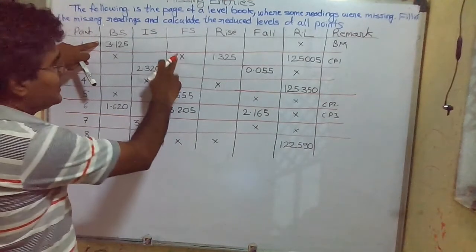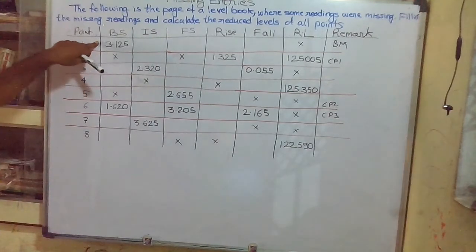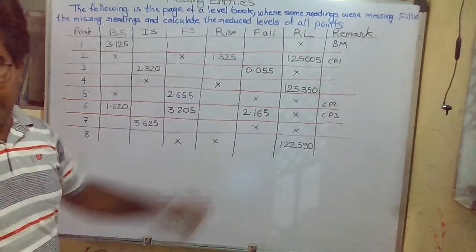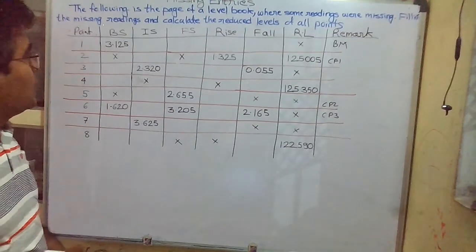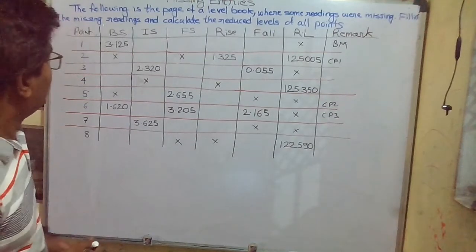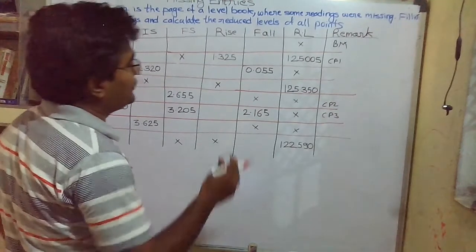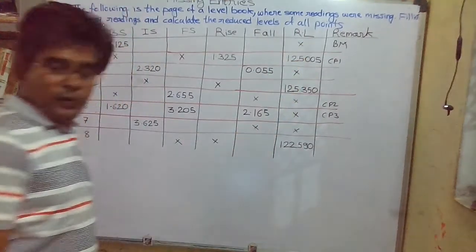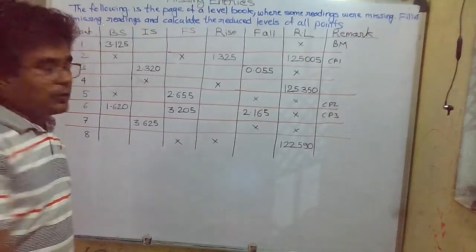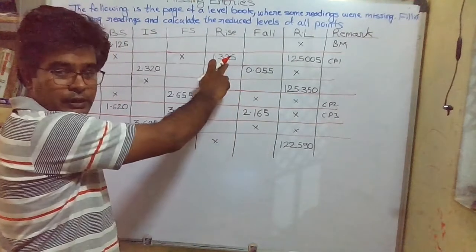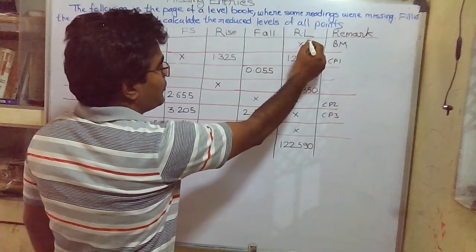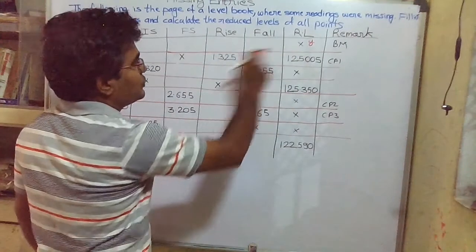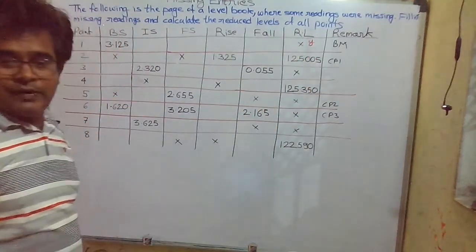Here you can see this cross, there is a missing entry. First write this table in your notebook. Now we'll calculate the missing entries. Here you can see that the first RL is missing, and the RL of the next point is given. So how do we find the RL of this point? There is a rise. Suppose there is a value y here. If we add the rise to this y, we get the value of 125.005.